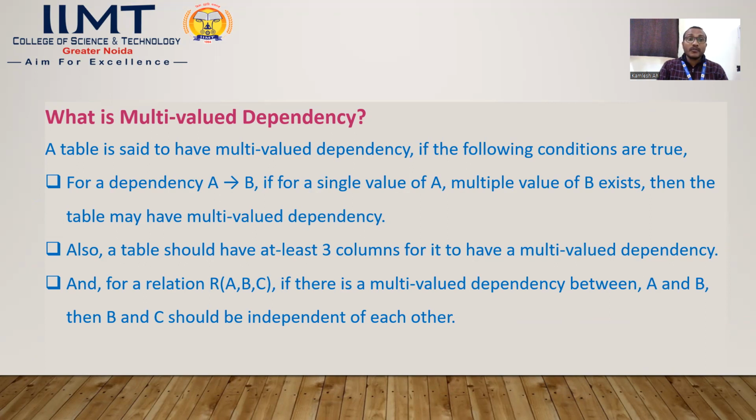For a dependency A determines B, if for a single value of A, multiple values of B exist, then the table may have multi-value dependency. Also, a table should have at least 3 columns for it to have a multi-value dependency. And for a relation R(A, B, C), if there is a multi-value dependency between A and B, then B and C should be independent of each other.